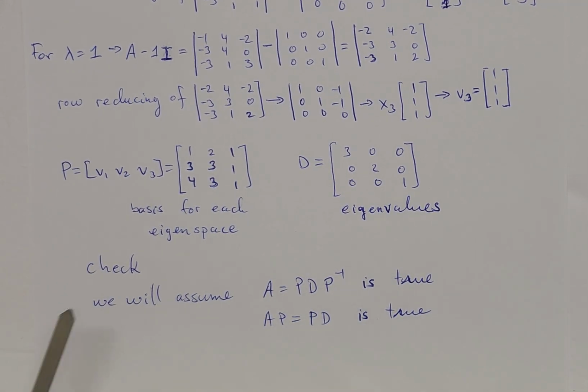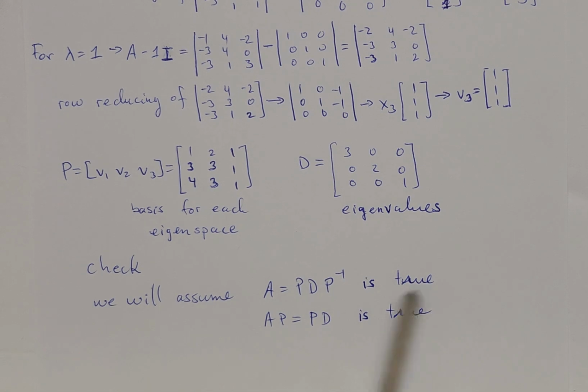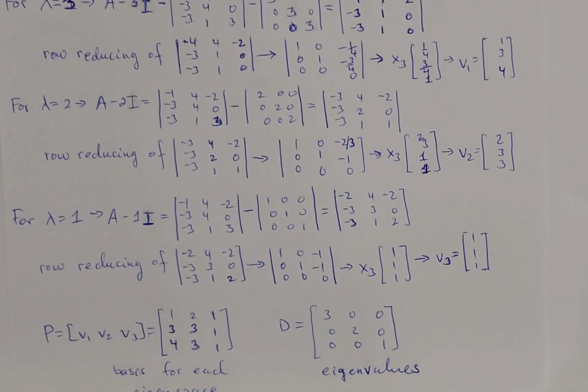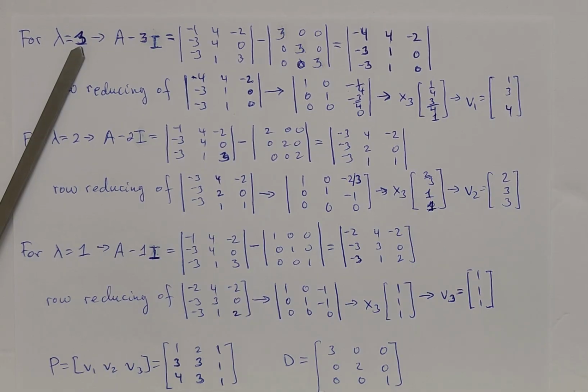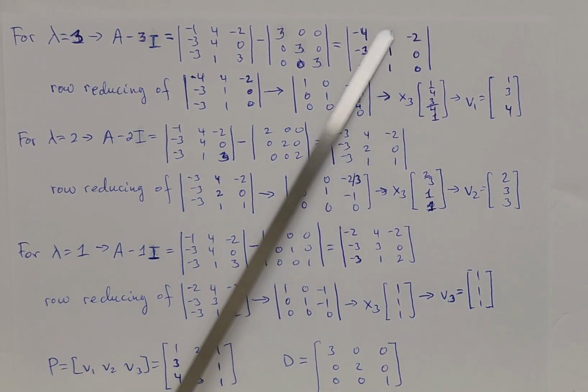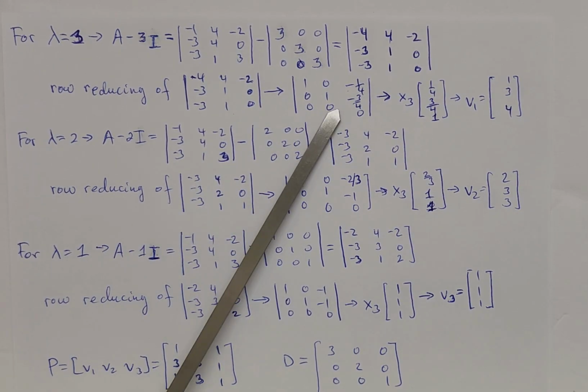Now, for the sake of time, I know this is a lot of work here, so we will assume that this is true and this is also true, because when we check this, it's going to be a lot of work. So I'm just going to jump to the answer and we'll just assume that it is true. Okay, so one more time, make sure for every eigenvalue, plug it in, find that matrix, do row reducing, and that comes out to the result.